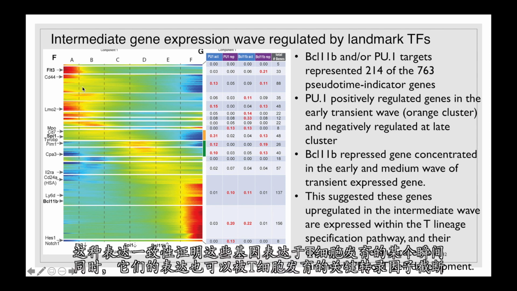The consistent expression pattern of these genes with their upstream regulators suggests that the genes upregulated in the intermediate wave are expressed within the T cell lineage specification pathway, and their expression is truncated by the landmark transcription factors of T cell development.